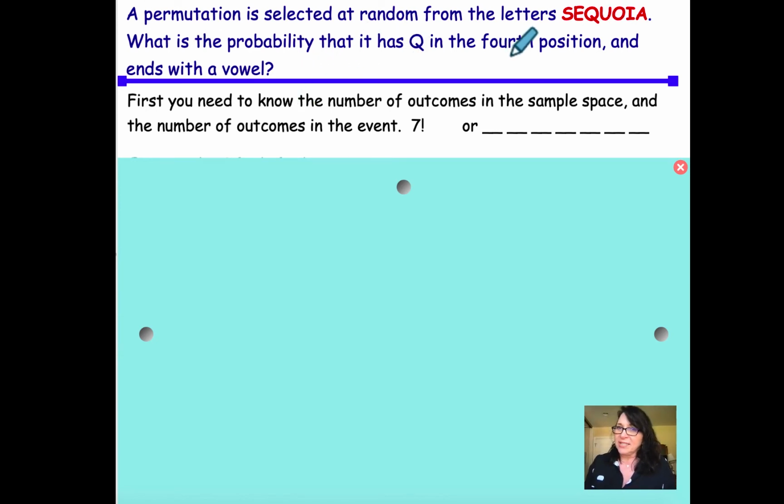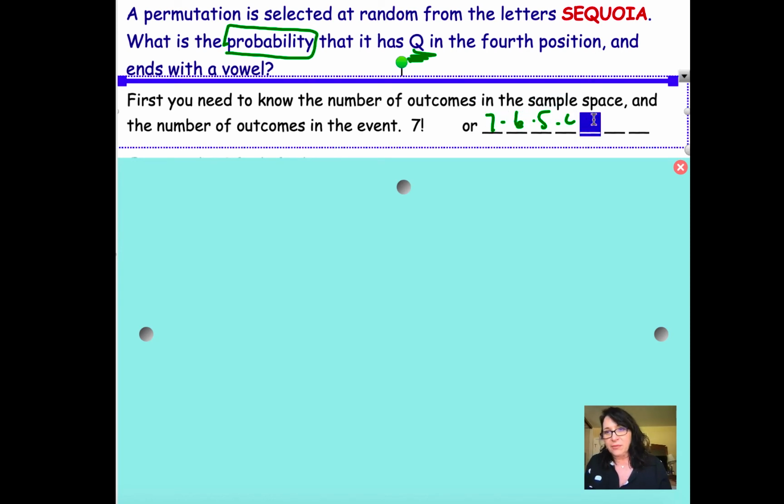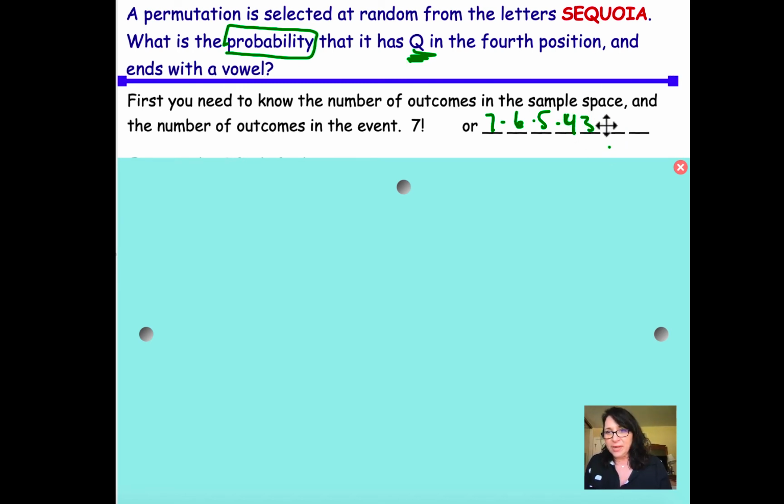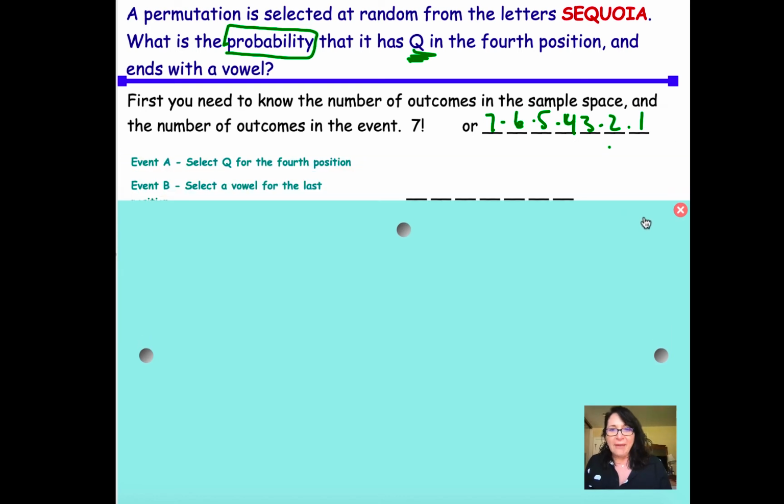A permutation is selected at random from the letters of sequoia. Now we're talking about a probability. What are my chances that Q is going to be in the 4th position, and it has to end with a vowel? Sequoia has 7 letters. If I rearrange those 7 letters in any way, I'm going to get 7 factorial: 7 times 6 times 5 times 4 times 3 times 2 times 1.